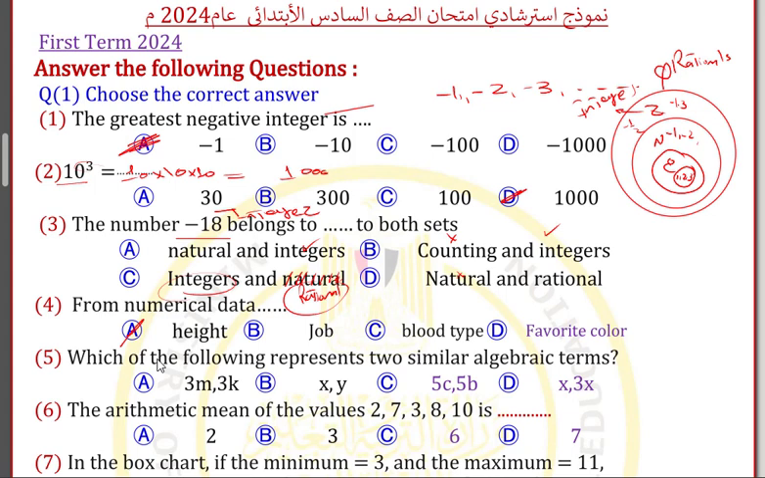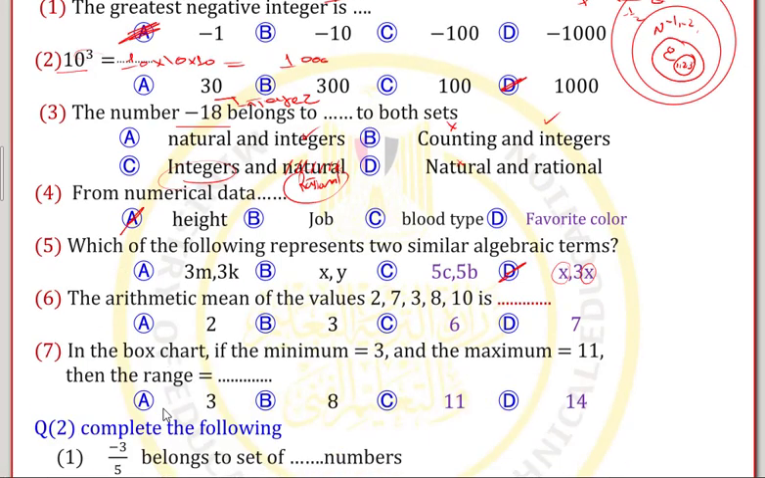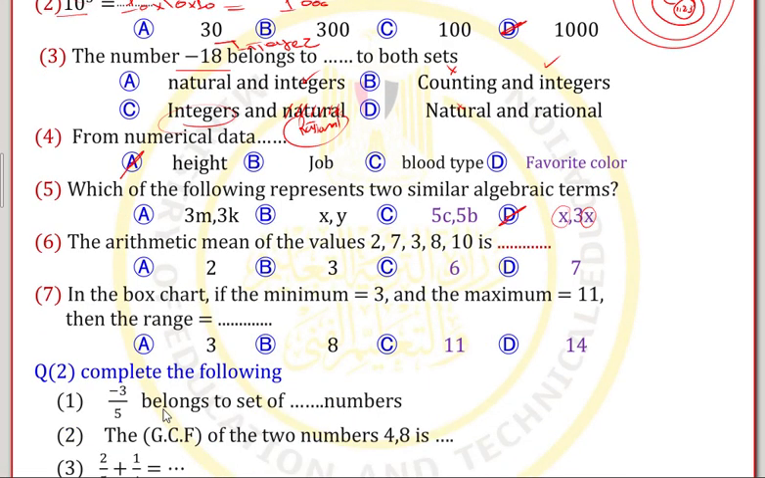Question number 5. Which of the following represents two similar algebraic terms? Letter D, x and 3x. We said similar algebraic terms have the same variable, the same letter, the same symbol, x and x. All the other choices are different.